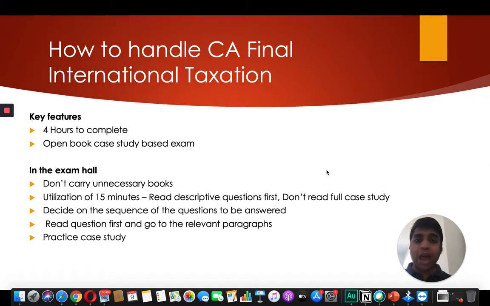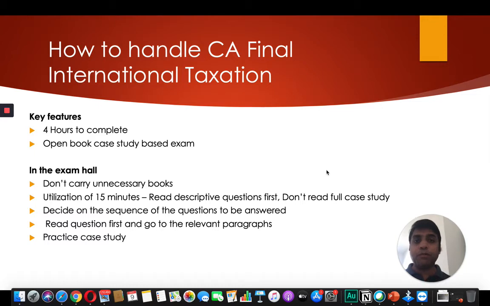So you must have a habit of quick reading, quick understanding of the requirement of the case study and what the descriptive question is asking about, because in 15 minutes you cannot analyze those questions which require logical thinking, or evaluation from a provisions perspective, because you need to see the relevant provisions you are allowed to carry to the exam.